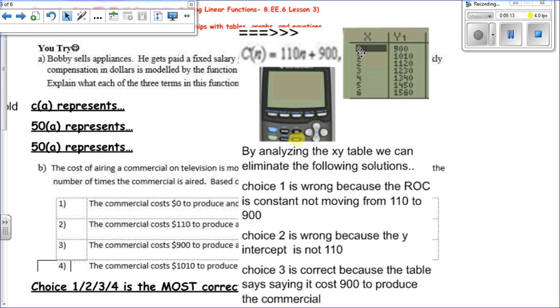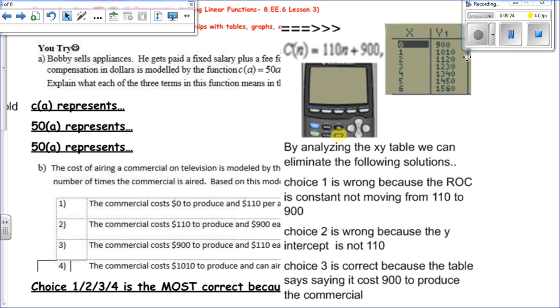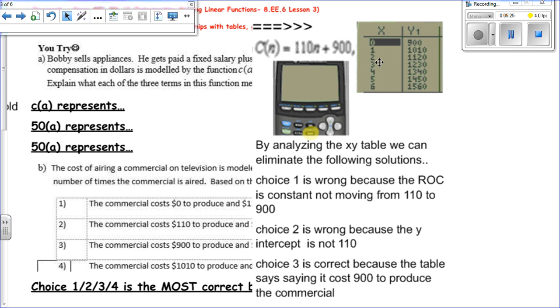Okay. After two commercials, I have to pay an additional 110. Three commercials. Okay, so I get this. My rate of change is 110 and my starting value is 900. I get that. Okay, so we have to eliminate a few things. So what do we eliminate?